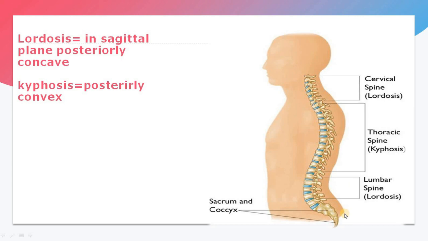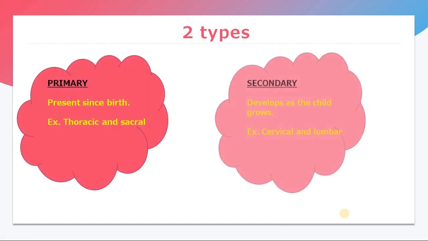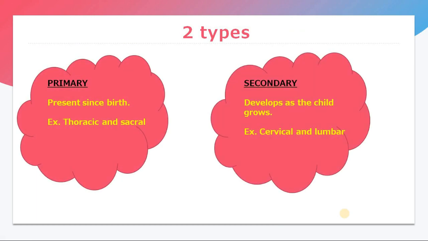Okay, mainly there are two types of curves: the primary curve and the secondary curve. Primary means the curve is present since birth, and secondary means these curves develop as the baby grows. The example of primary curves is the kyphotic curves, which are present in the thoracic and sacral regions, and the secondary curves are lordotic curves, which develop in the cervical and lumbar regions as the baby learns to lift the head and learns to walk respectively.